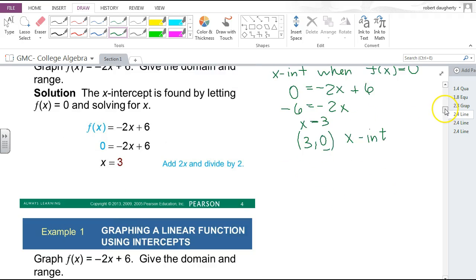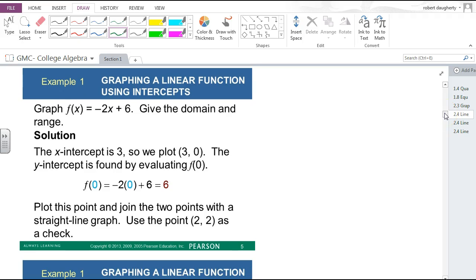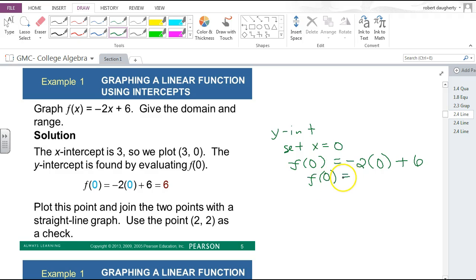Now, let's go ahead and find the y-intercept. To find the y-intercept, you set x equal to 0. That means figure out what f of 0 is. You're plugging in 0 for x. So f of 0 equals 6.